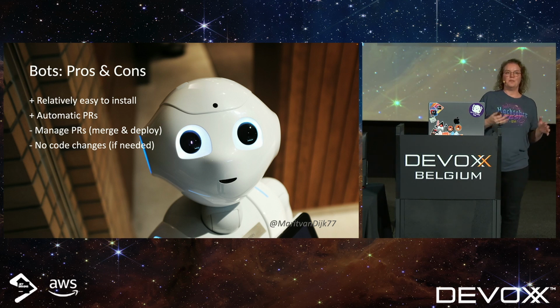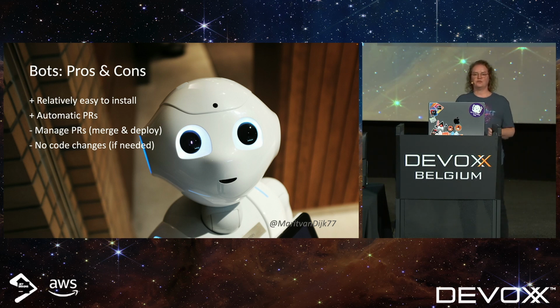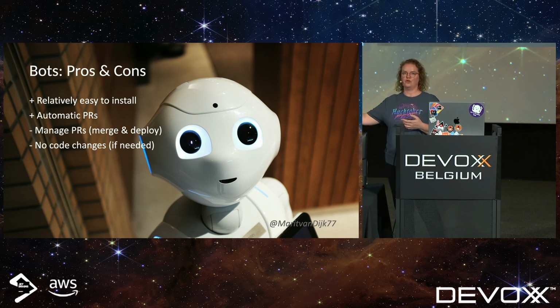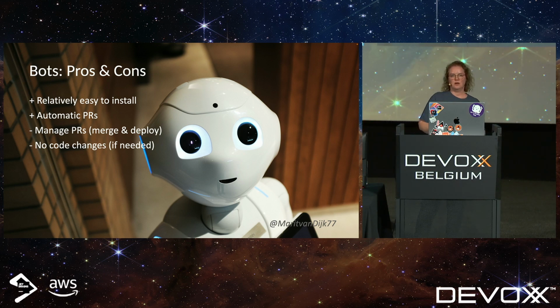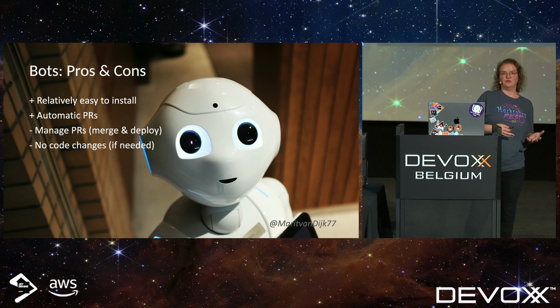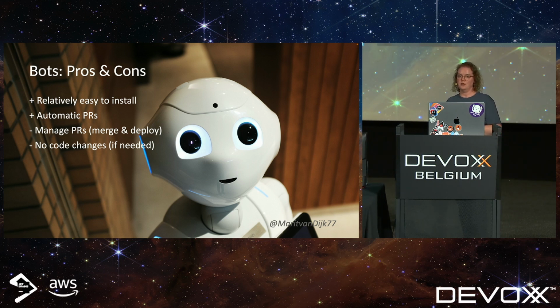You'll still have to manage the PRs that are created, so you need to decide when to merge and when to deploy them. Even if they're small, you still want to maybe check that once you deploy it, your error log doesn't blow up or everything still works as intended. And if there are any code changes that are needed with a new version, these bots cannot do that for you. But there are several tools that can.